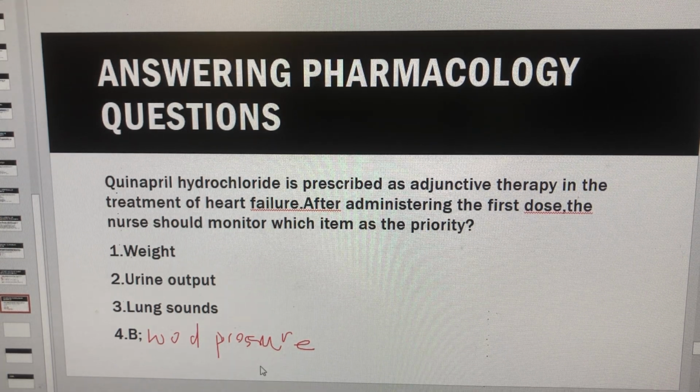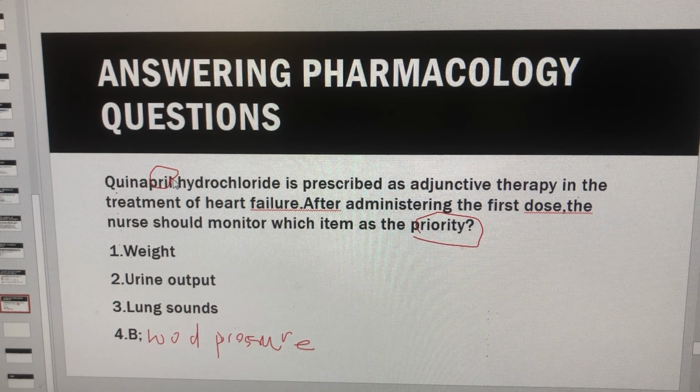Focus on the name of the medication and note the strategic word priority. Recall that the medication names of most angiotensin converting enzyme, ACE inhibitors, end with pril. And that's Quinapril. It ends in pril. And one of the indications for use of these medications is hypertension.